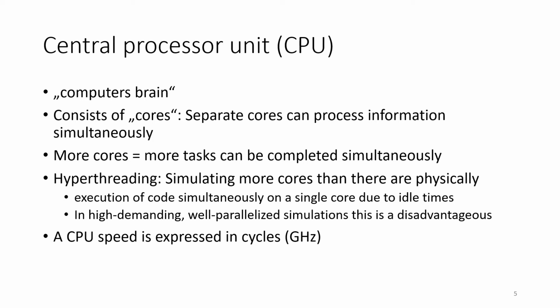As you probably know, the CPU speed is expressed in cycles. So nowadays we have gigahertz, means the more cycles it has, the better, the higher the speed of the calculation.